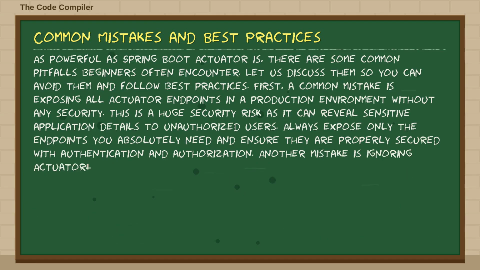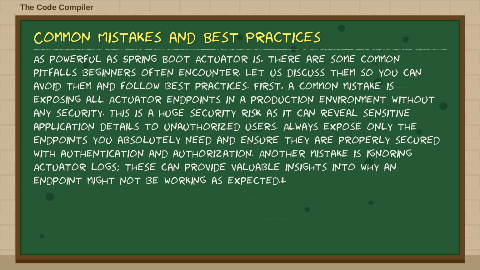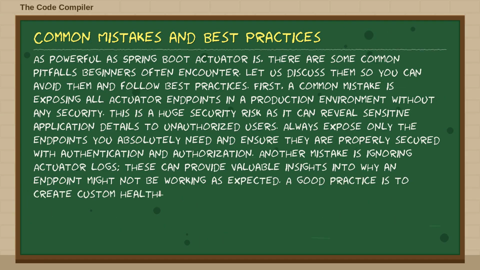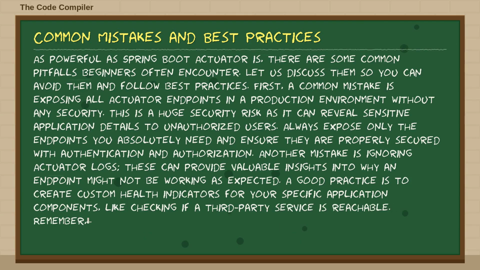Another mistake is ignoring actuator logs. These can provide valuable insights into why an endpoint might not be working as expected. A good practice is to create custom health indicators for your specific application components, like checking if a third-party service is reachable. Remember, security first.